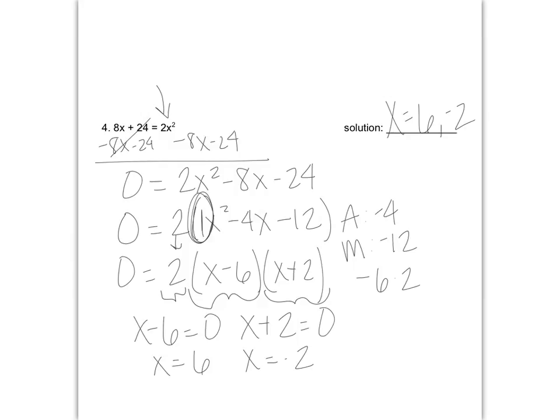And then again, to check it, we could plug in 6 for x, negative 2 in for x, and it should be a true statement when you plug it back into your original quadratic equation.